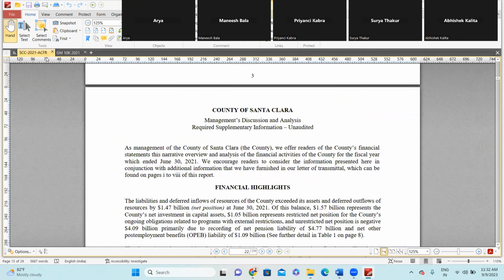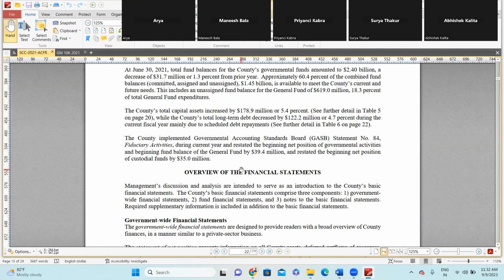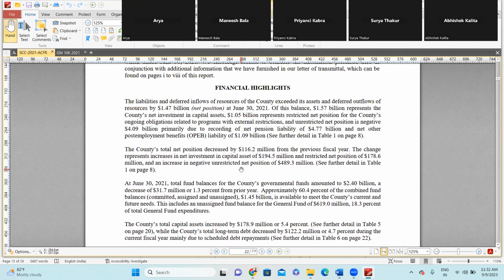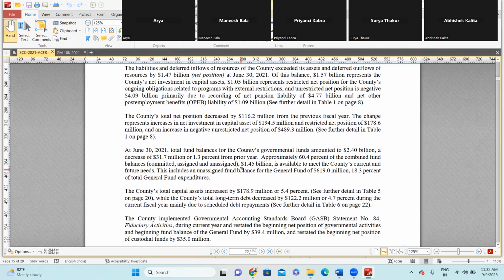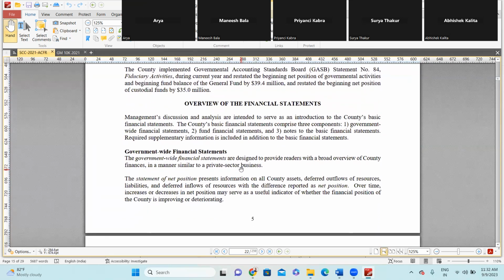Same way for governmental accounting, the management discussion and analysis report is required. If you see what all information they provide, like financial highlights. Here they'll be sharing the key highlights of the financial statement. What is the total asset? What is the total liability? What is the total change in the net position? What is the total impact of change in activity? Whether the overall cash flow is positive or negative, right?